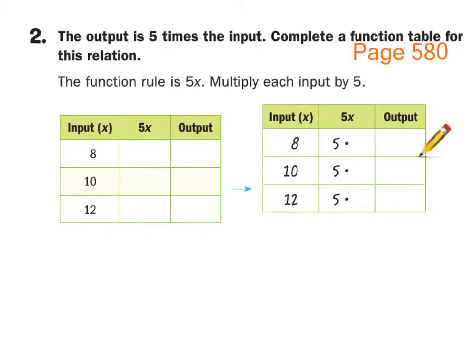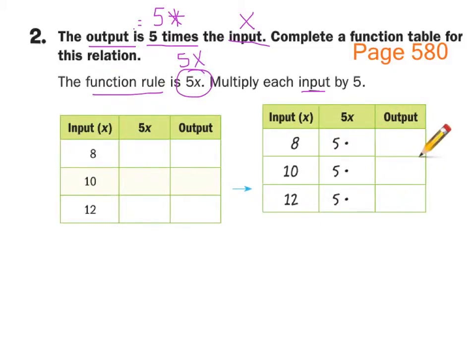So here on example 2, they would like us to give it a try. They said that the output is, which means equals, 5 times the input, and they want us to use x for the input. So I can't use this multiplication sign. I'm going to put it like this. So it's like 5x. So there's our function rule.